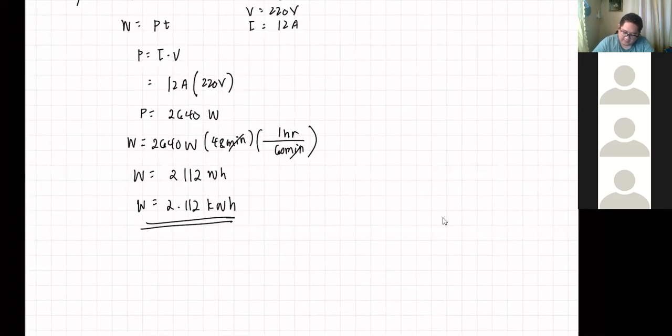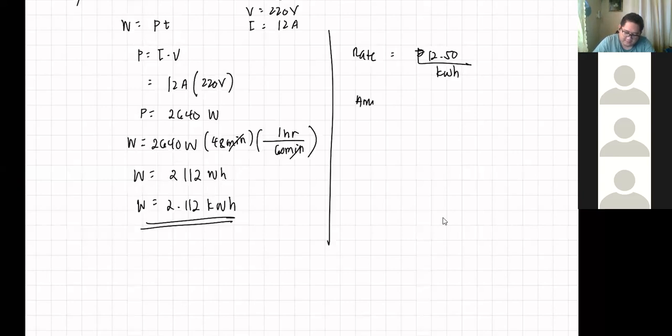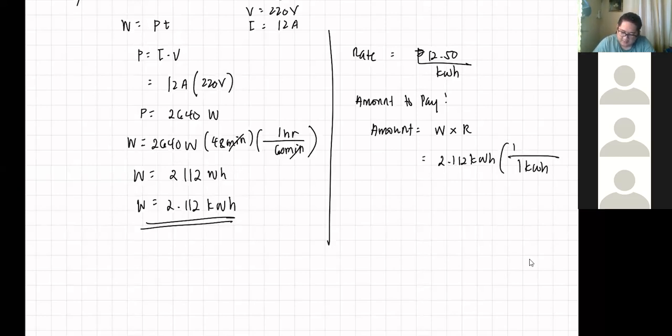Then it also gave a rate. The rate is 12.50 pesos per kilowatt hour. So, how much is the amount to pay, no? We just multiply. So our amount will be equal to our electrical energy multiplied by our rate. So we have 2.112 kilowatt hours multiplied by 12.50 pesos per kilowatt hour. Okay? So the amount we will pay after 48 minutes of electricity usage is how much? So, 26.4 pesos. So this is our answer.